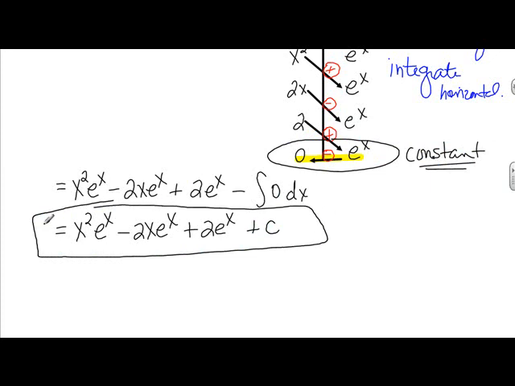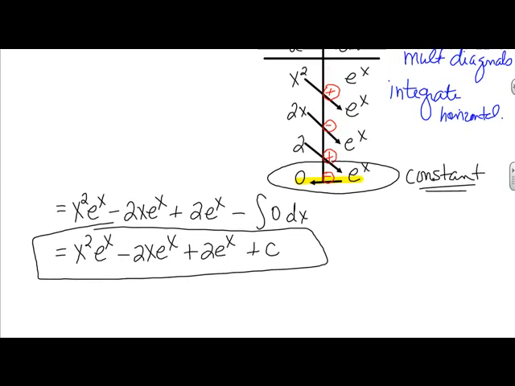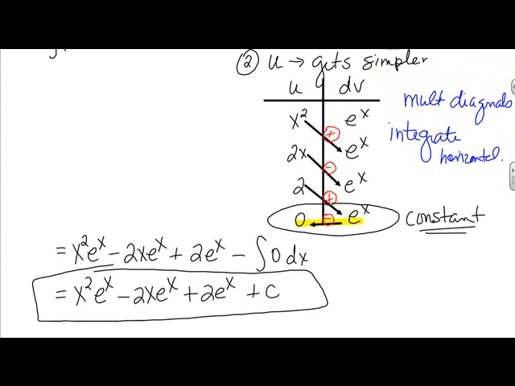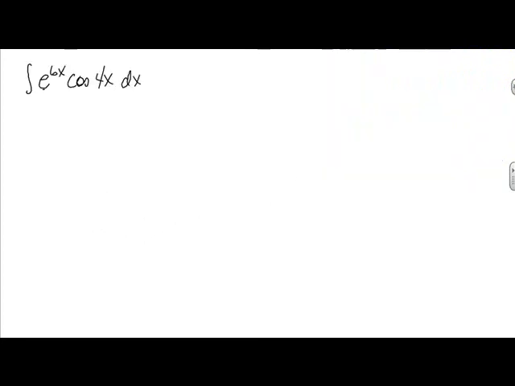Now, like I said, not all integration by parts problems are going to result in you arriving at 0. So let's look at a different problem. We have an integral of e to the 6x times cosine of 4x. So I'm going to set this up the same way with my table.